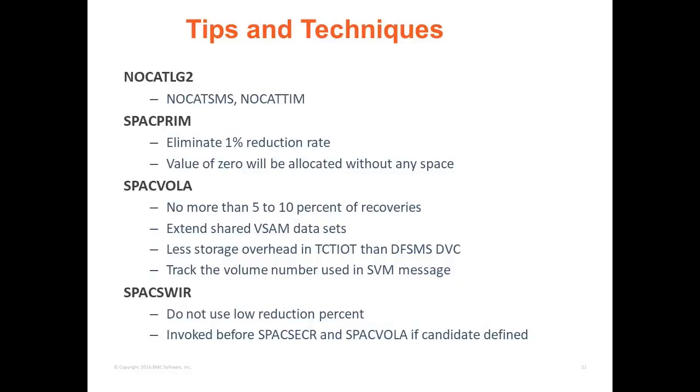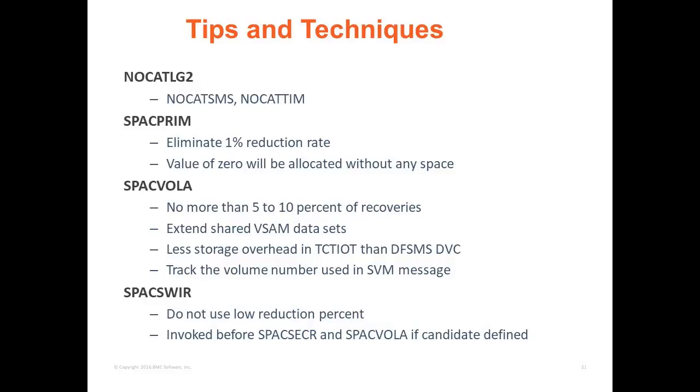For NoCatalog2, do not forget to use NoCat SMS and NoCat TIM in the global member. For SPAC prime, do not use a 1% or lower decrement value. If a value of 0 is used for the floor limit, allocation will occur without any space, causing SPAC valet to be invoked if active. For SPAC valet, a good rule of thumb is no more than 5 to 10% of all recoveries should be volume adds.